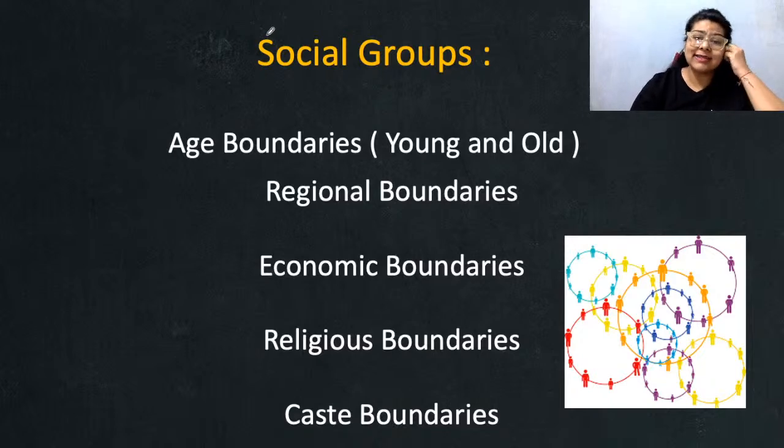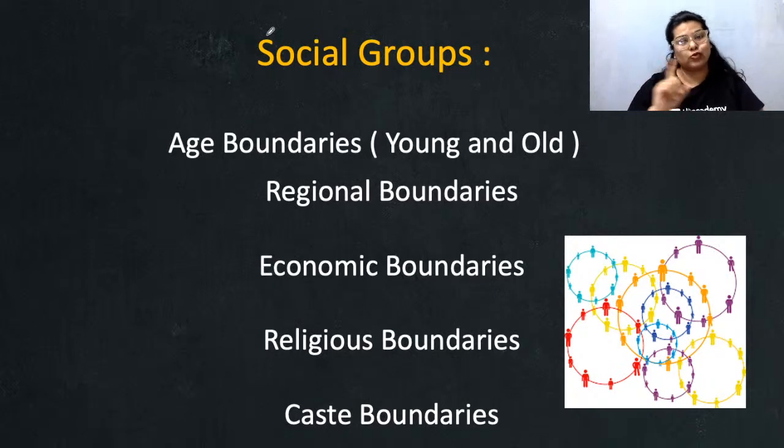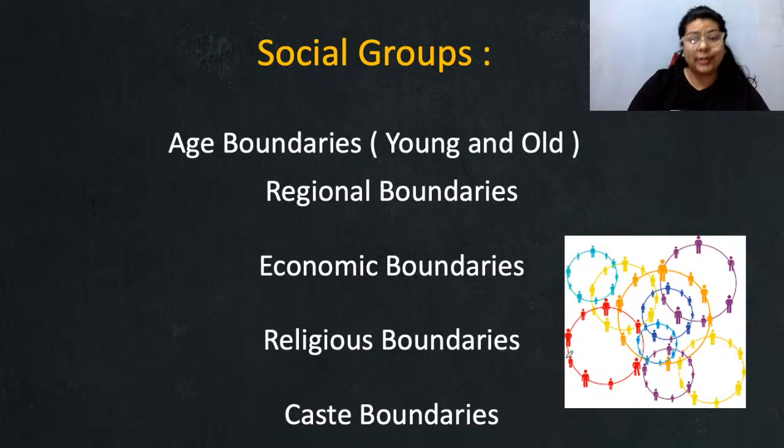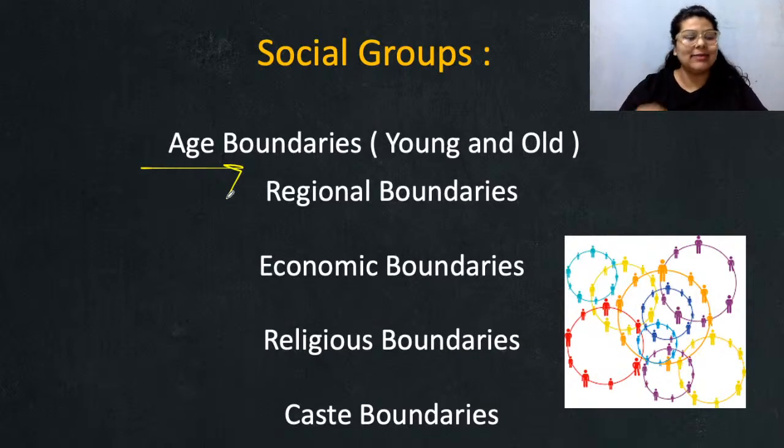Now, then comes an angle of social groups. I already told you that sociology will also have social groups in it. What things are there in a social group? Age boundaries. It is not the case that we are the only people surviving in our neighborhood and in the society. There are people who are younger to us. There are people who are older to us. All these things come under the factor of age boundaries, which is a very vital factor of society and social group.